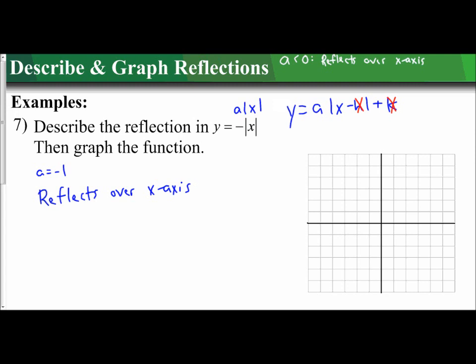So now I graph it. Start with the parent function. Absolute value of 0 is 0, of 1 is 1, of 2 is 2, of 3 is 3; absolute value of -1 is 1, of -2 is 2, and of -3 is 3. And just like before, we'll use a dashed line to graph these.